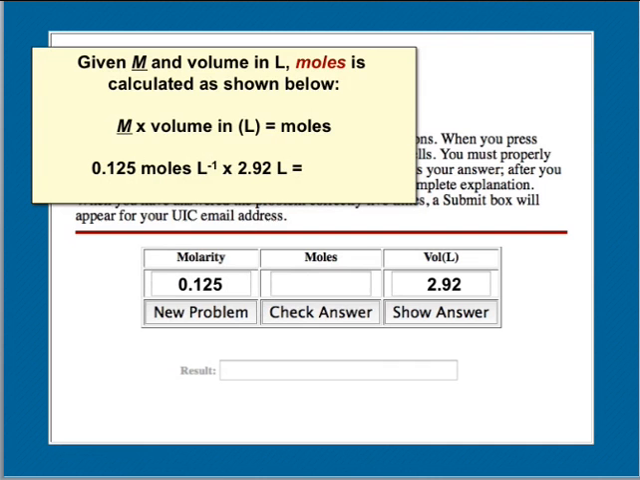We're going to meet this one again in a few minutes. And it's very, very useful, just like mass over molar mass. This is concentration times volume. Concentration times volume is moles. All right, so here's our concentration, here's our volume. Simply multiply them together. We have 0.365 moles. Any questions?